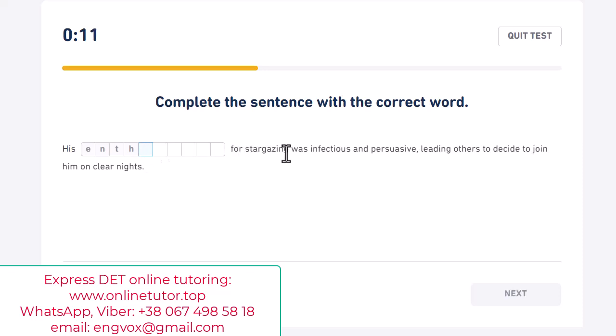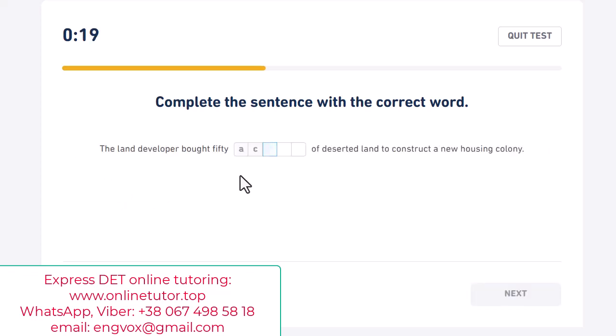Enthusiasm for stargazing was infectious and persuasive, leading others to decide to join him on clear nights. Enthusiasm. Yeah, it's not very difficult. Enthusiasm, okay. The land developer bought 50 acres, yeah. If we have land and developer, so probably this will be units of measurement, measuring land, deserted land to construct on, acres. How do we spell it? Like this, A-C-R-E-S, acres, yeah, I think so, for sure.